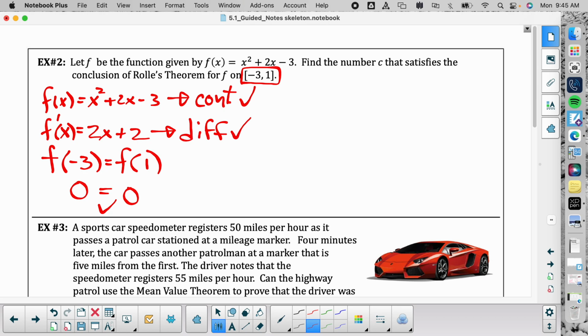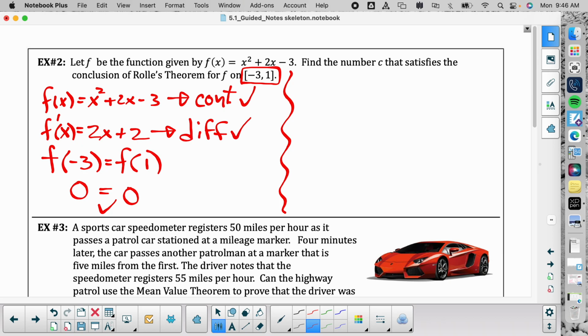Wait, are we checking their derivatives to see if the derivatives are equal? No. It's just the normal equation? So with Rolle's theorem, we're trying to see if the heights of the original points are the same, because then the slope between them is 0. Okay, so it doesn't matter if both of their slopes are 0, it's just the heights? Correct. So the next thing we do is, because we met all these conditions, we're guaranteed that at least once between -3 and 1, there is going to be a slope of 0.